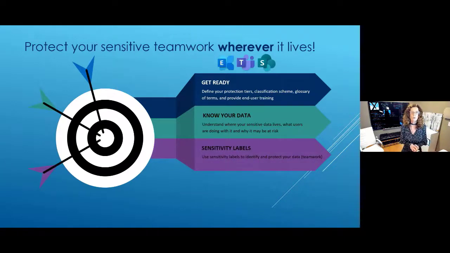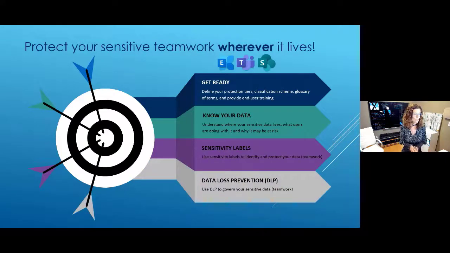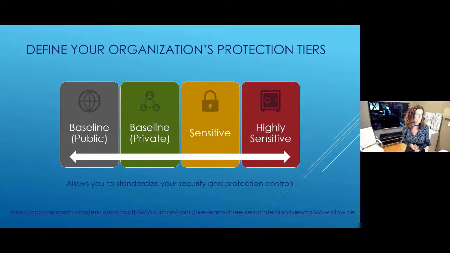Sensitivity labels are what you use within Microsoft 365 in order to identify and protect your teamwork. And then you can use data loss prevention to also govern your sensitive data. Lots of changes are going on in these spaces right now. Microsoft is spending a lot of time and energy on their engineering teams working on new capabilities to make these more robust and to really protect your data, which speaks, I think, to the concern that people have about the data within their organization. So I'm going to talk about some of those new capabilities today.